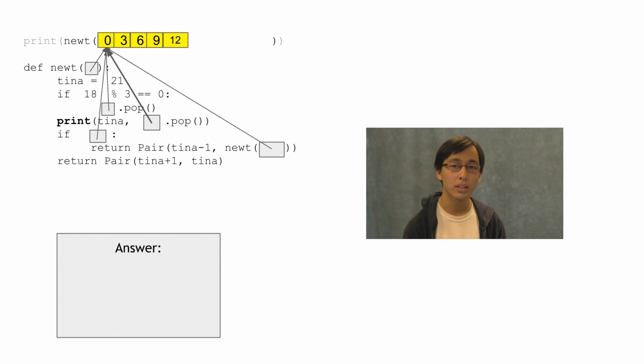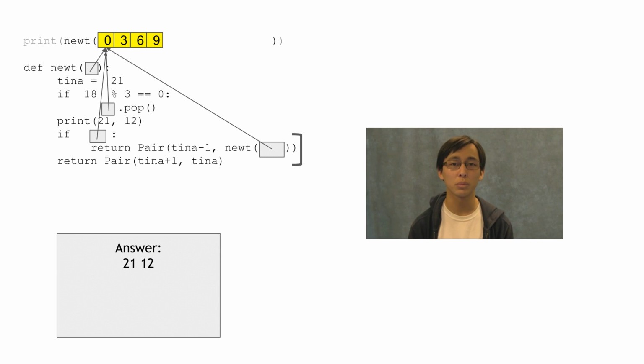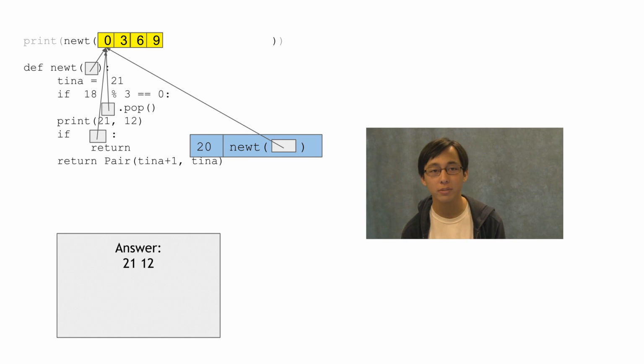Now we print something. That something is 21 and whatever's popped off the list, which is 12, and we put that in our answer. Alright, good. Because we still have a list, we go down this return statement instead of the one we went to last time. We see that we'll need to return a pair where the first element is going to be Tina minus 1, or 20, and the second element is Newt, called on the list that's still left.